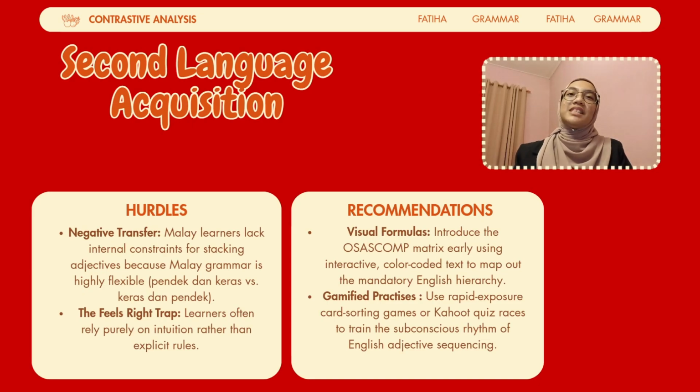Secondly, since many learners rely on what feels right, like me, we need to train their linguistic intuition by using rapid exposure classroom tools like Kahoot, because it allows students to rearrange scrambled adjectives in real time. This explicitly builds that internal rhythm of English grammar. So hopefully this can shift them away from random guessing and move towards structural accuracy.